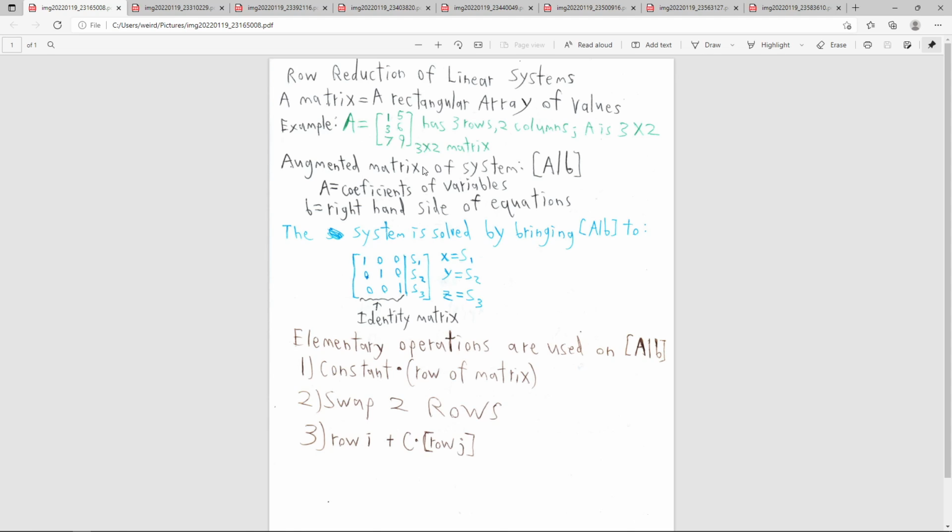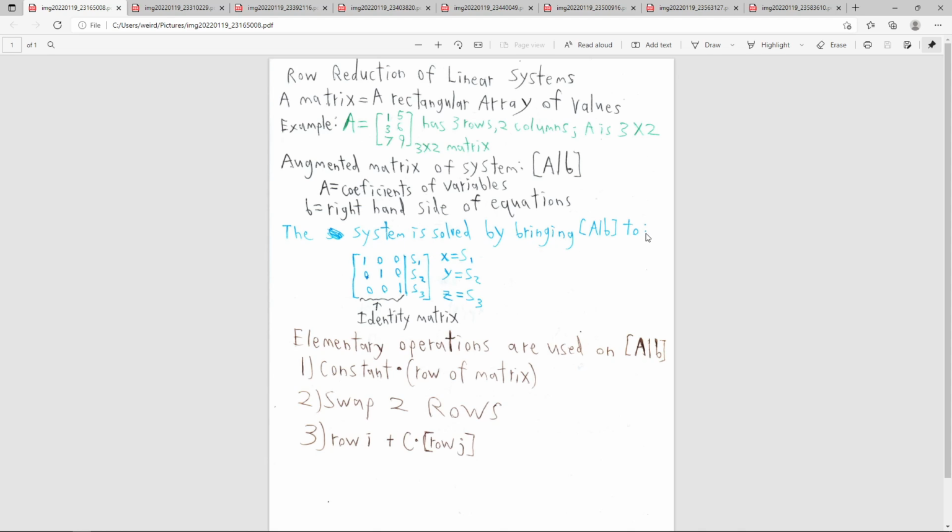So the augmented matrix of a system is just, in brackets, A and then a line and B. So you have A equal to the coefficients of the variables from the system and B equal to the right-hand side of the equations, so past the equal sign, basically, when this thing's in standard form.